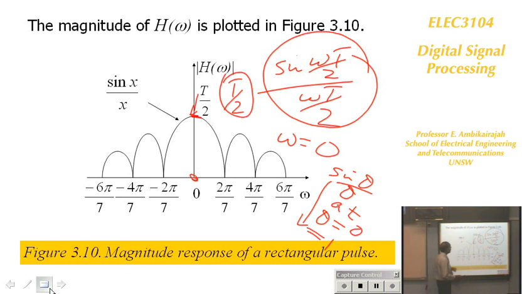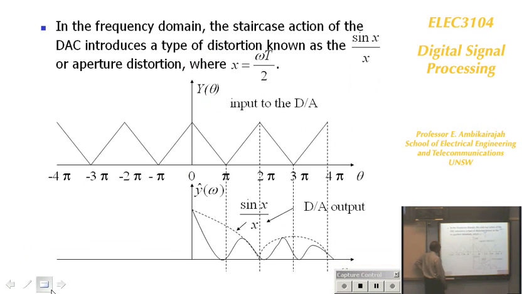And then you go and look at where it goes to 0: at 2 pi over T equals 0, 4 pi over T equals 0, 6 pi over T equals 0, like that. It's the magnitude. It's the same sine theta over theta function, it behaves like that. You can see that? This is the frequency spectrum.